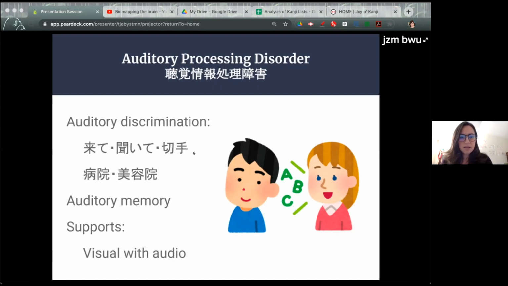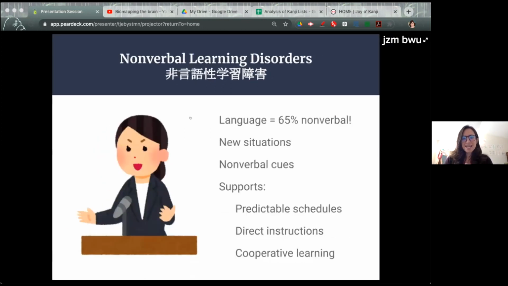And then our last one here, finally, nonverbal learning disorders. Oh my goodness, this one. 65% of language is estimated to be nonverbal. So we need to be very, very aware of students who have what are considered nonverbal learning disorders. This would also apply to students who are autistic, if you look here at what this is describing.